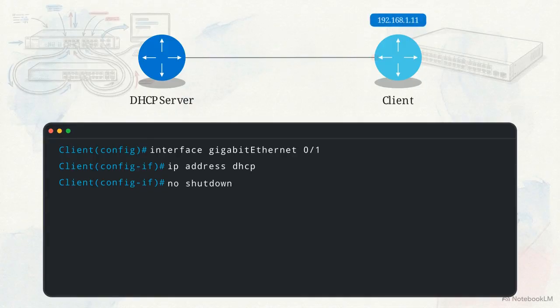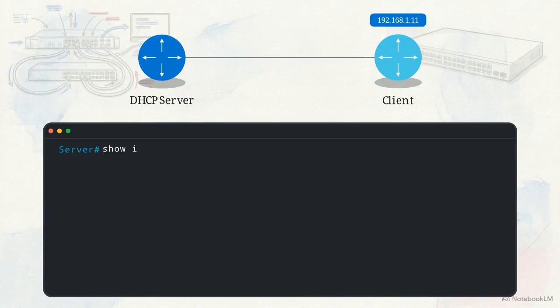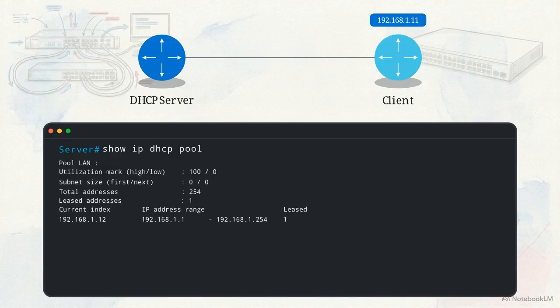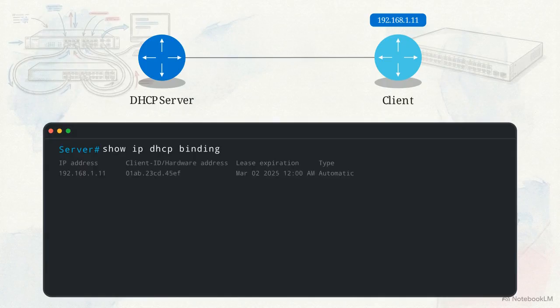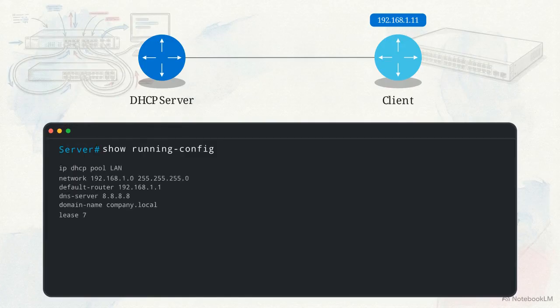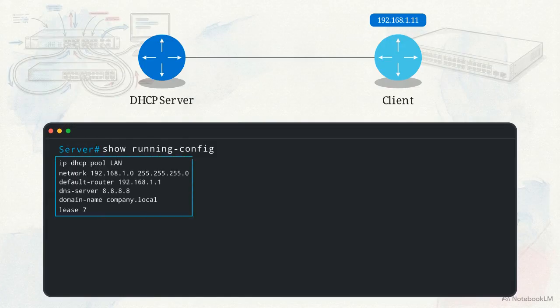Back on your primary server router, type show ip dhcp pool to verify the active pool statistics. Next, type show ip dhcp binding. In the highlighted output, look for the assigned IP address tied directly to the client's MAC address identifier. As a final check, use show running-config to review all the settings currently applied to the router. These verification commands provide the visibility needed to ensure the router and client are communicating correctly.